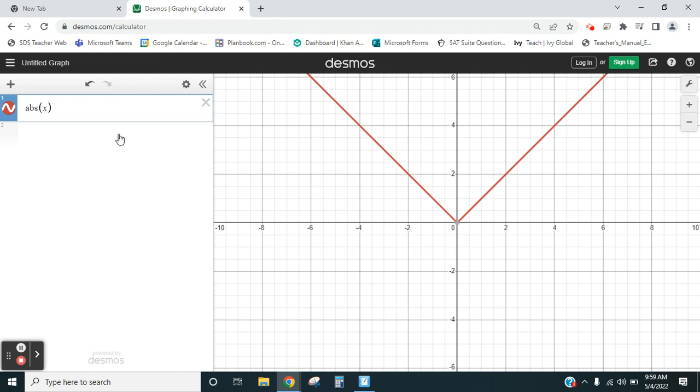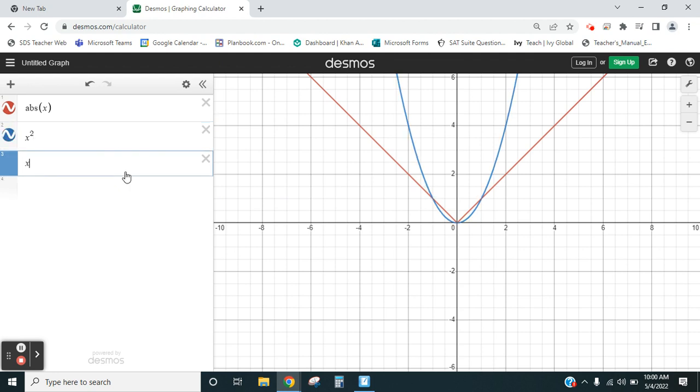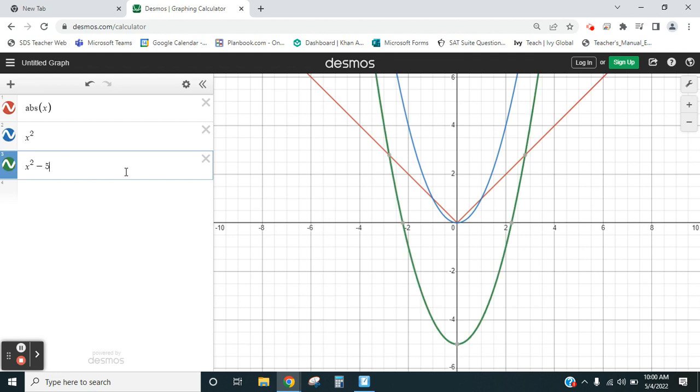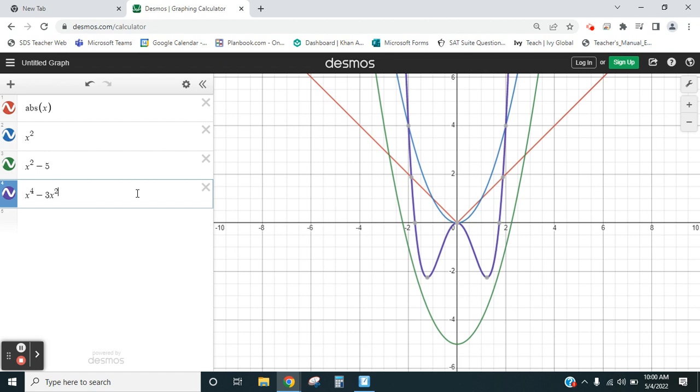All right, let's do another one. Next one, let's do X squared. Okay, let's do another one. Let's do X squared minus 5. And let's do one last one: X to the 4th minus 3x squared. So we've got 4 graphs on there.